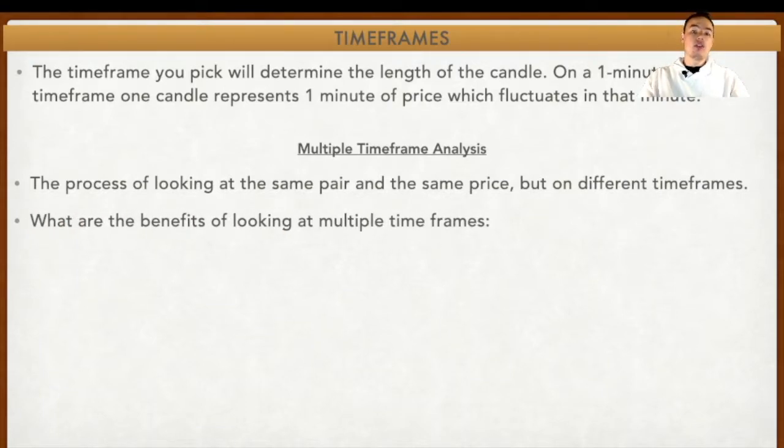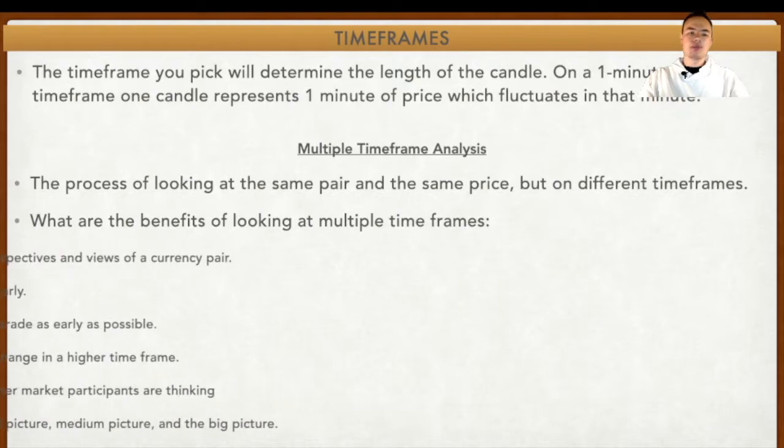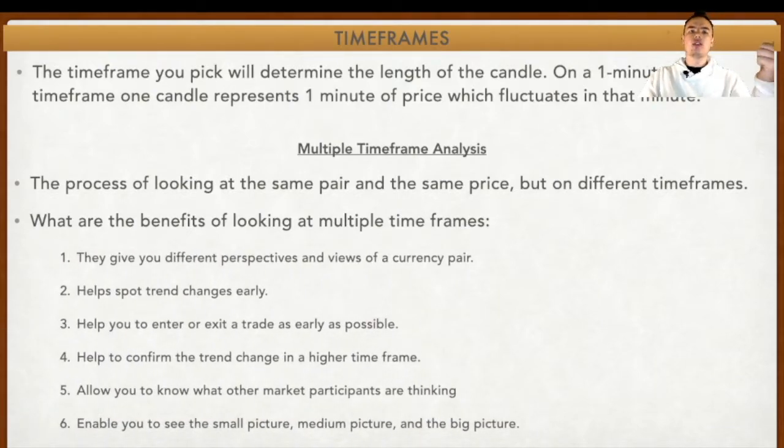What are the benefits of looking at multiple time frames? Number one, they give you a different perspective and view of a currency pair: short term, medium term, and long term. Number two, help spot trend changes early. Number three, help you to enter or exit a trade as early as possible. Number four, help to confirm the trend change in a higher time frame. Number five, allow you to know what other market participants are thinking. And number six, enables you to see the small picture, medium picture, and large picture.